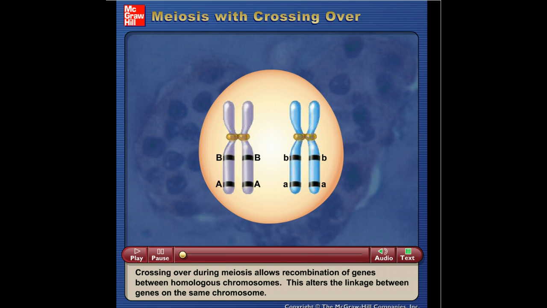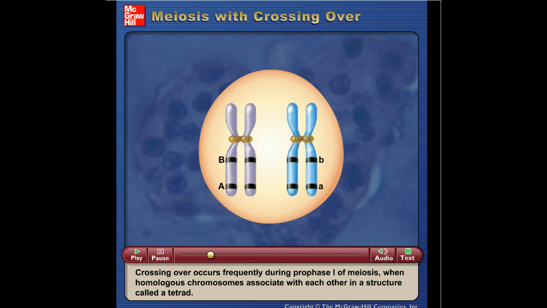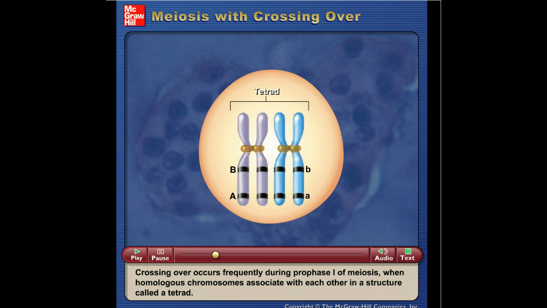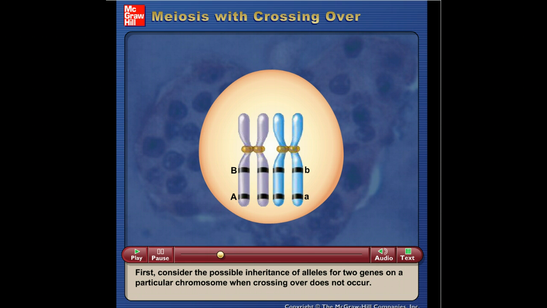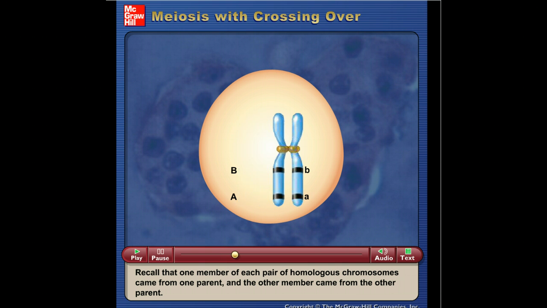Let's watch an example of meiosis with crossing over. Crossing over during meiosis allows recombination of genes between homologous chromosomes. This alters the linkage between genes on the same chromosome. Crossing over occurs frequently during prophase 1 of meiosis, when homologous chromosomes associate with each other in a structure called a tetrad. First, consider the possible inheritance of alleles for 2 genes on a particular chromosome when crossing over does not occur. Recall that one member of each pair of homologous chromosomes came from one parent. The other member came from the other parent.